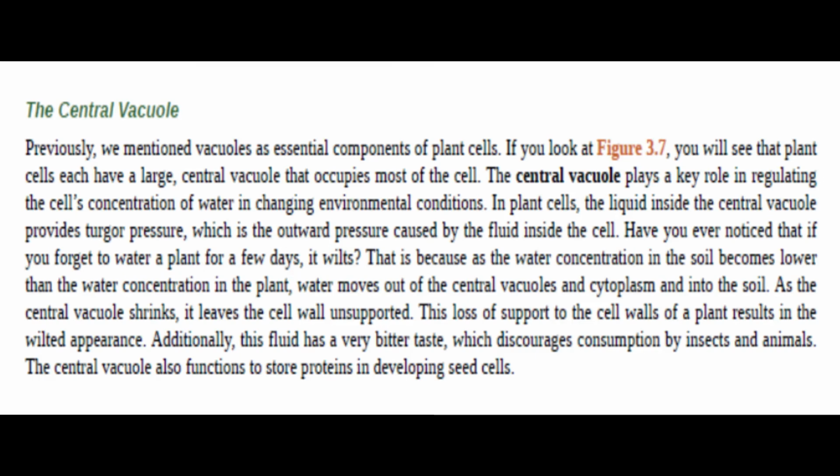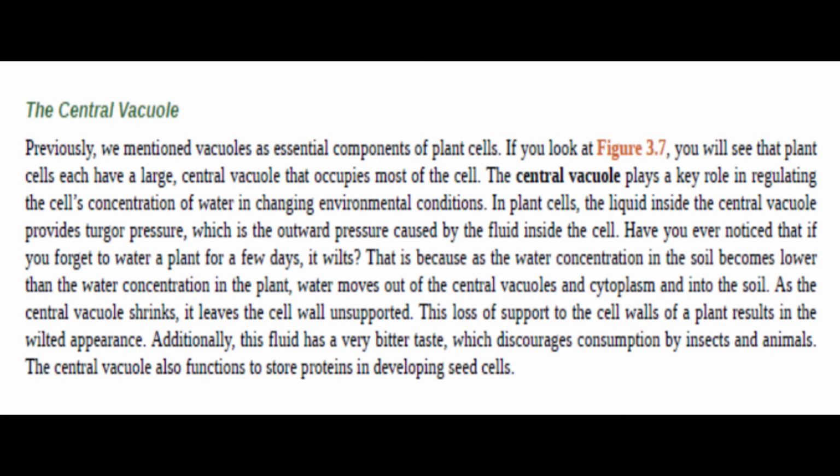The central vacuole. Previously, we mentioned vacuoles as essential components of plant cells. If you look at Figure 3.7, you will see that plant cells each have a large central vacuole that occupies most of the cell. The central vacuole plays a key role in regulating the cell's concentration of water in changing environmental conditions. In plant cells, the liquid inside the central vacuole provides turgor pressure, which is the outward pressure caused by the fluid inside the cell.